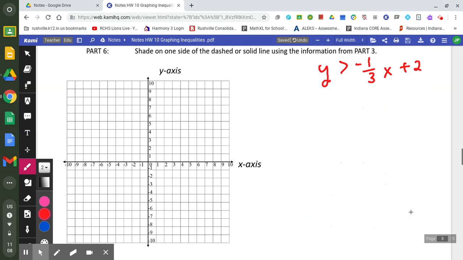So when we graph, we start with the b on the y-axis. So here's my y-axis, it was positive 2. And then my slope of negative 1 over 3 means we go down 1 and to the right 3. So from this point, down 1, right 3, down 1, right 3, down 1, right 3. And then we could also go backwards, which is up 1 and to the left 3, up 1 and to the left 3. And our sign was a greater than, so we're going to have a dashed line.